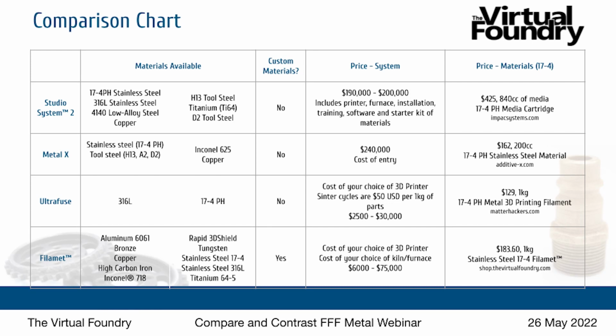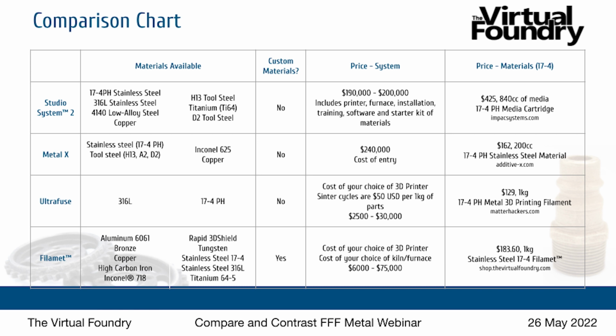The Ultrafuse, since you're using the 3D printer of your choice, the cost is really going to be about what 3D printer you choose. The sintering cycles are $50 per 1 kilogram of parts. So the price range here of $2,500 to $30,000 really represents what you could potentially spend on a printer, depending on the features that you wanted to have included there.